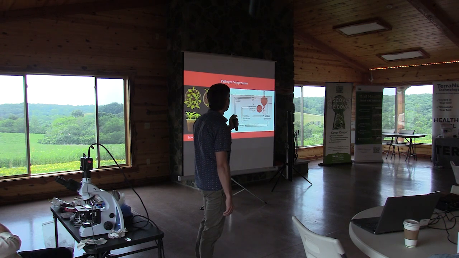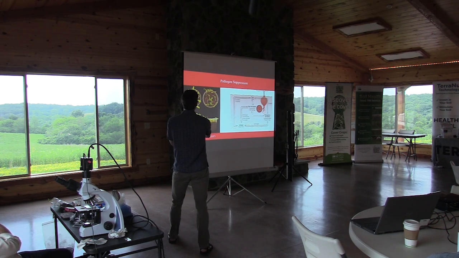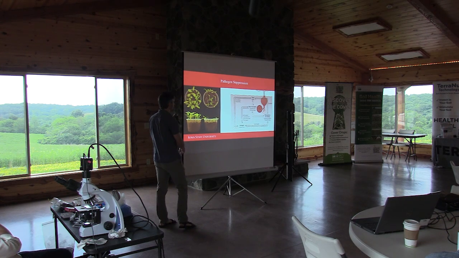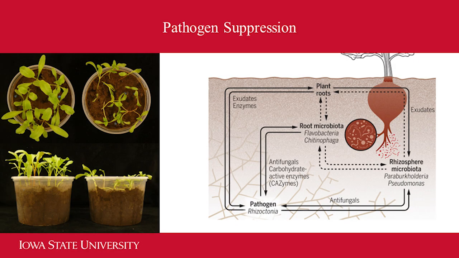So pathogen suppression. This is a picture of what we would call a disease suppressive soil. On the left, we have some soils that were identified to have disease suppressive properties, which means there's some bacteria present that can produce antifungal agents in this case, which is the main pathogen affecting these radish seedlings. On the left, we had the disease suppressive soil, and on the right, the soil that doesn't have those disease suppressive properties. And it's pretty obvious that there was better growth on the ones that had the disease suppressive properties. Some of the mechanisms it works through are shown on the right.